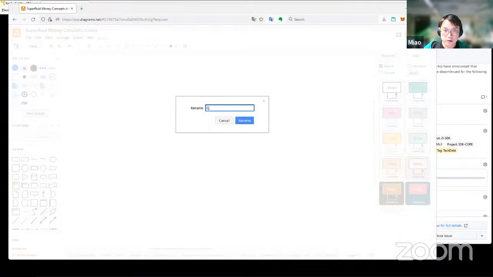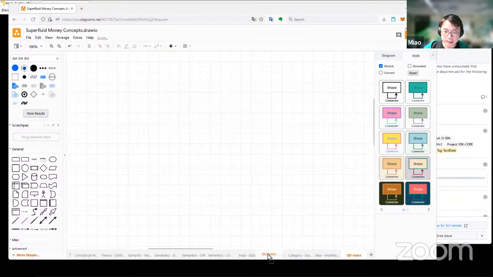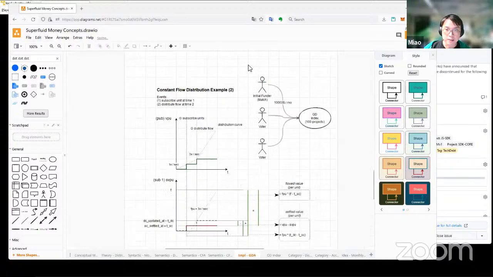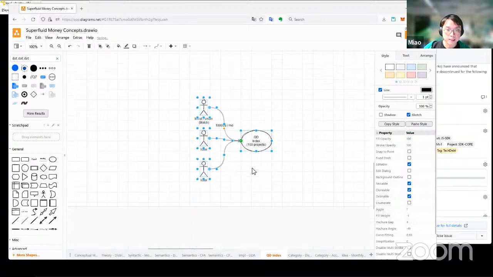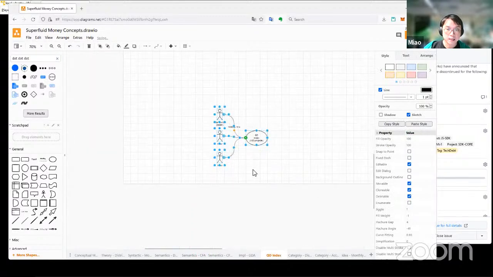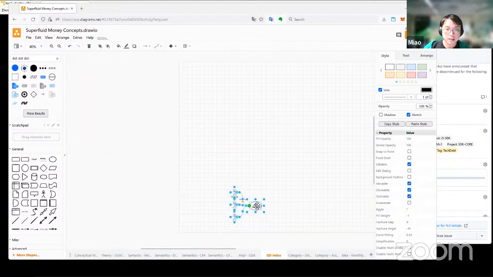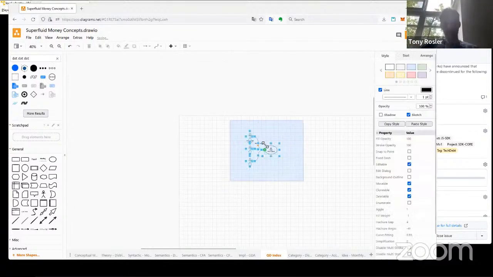That's the QDI index. Has anyone participated in Gitcoin, knowing how it works? I haven't participated, but I know how the math works.